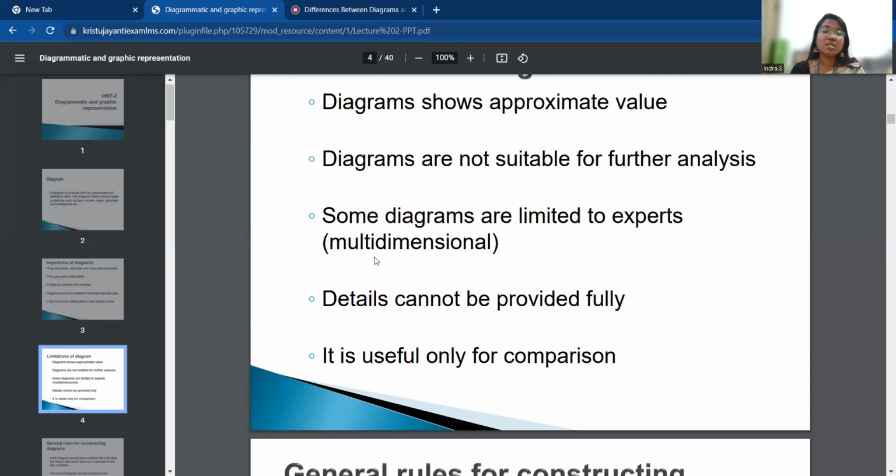So that is why some diagrams are limited to experts. An expert is not able to draw further conclusions from these diagrams. Details are not provided fully. We have only two or three sets of data.